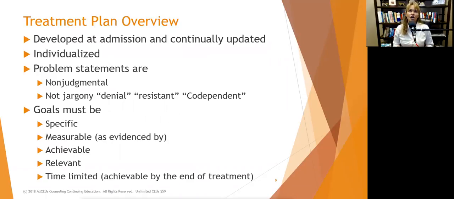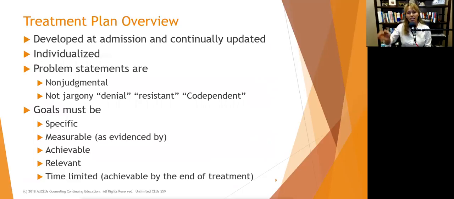Treatment plans are developed at admission and continually updated. This is a pet peeve of mine. It's continually updated. We don't just do it when the client comes in and then sign off on it when the client leaves. Treatment plans should be guiding treatment, just like a recipe guides your cooking. You don't look at it and go, okay, I got it, and put the book away. You keep consulting back. You do a step, and then you say, okay, what's the next step? And then you do that step, and you go back and you say, what's the next step?